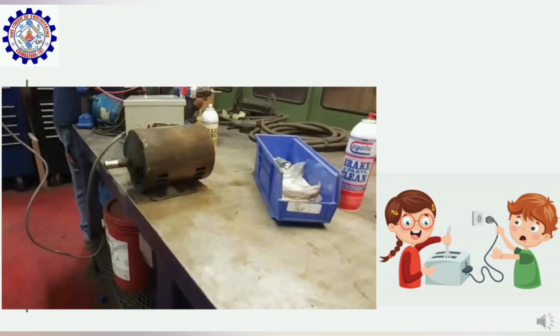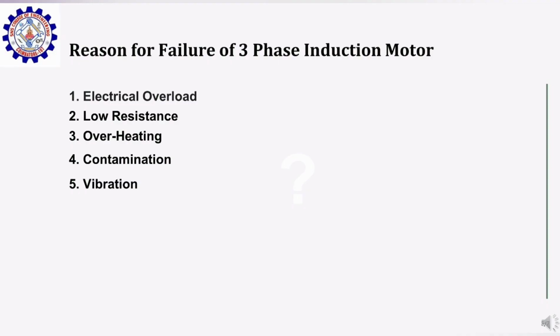So now, as per our case study, we'll speak about major reasons for the failures. Let the first one be electrical overloading. Electrical overloading generally makes the motor draw more current. And coming to the second point, it is low resistance. As the name suggests, the effects of providing low resistance in a motor.